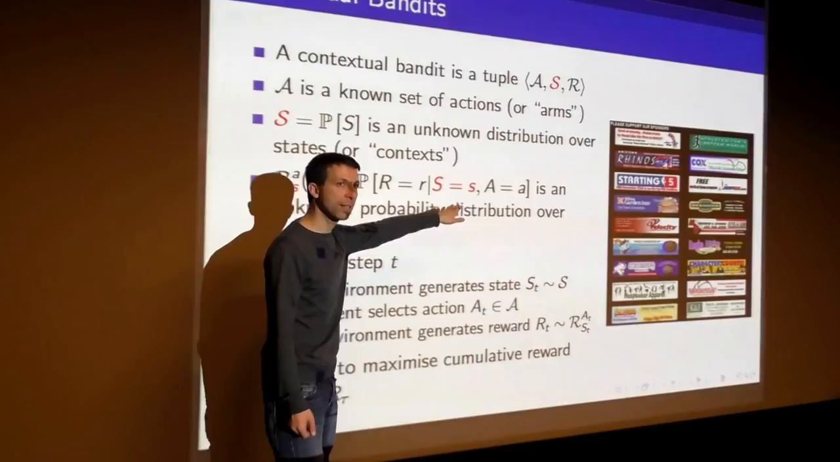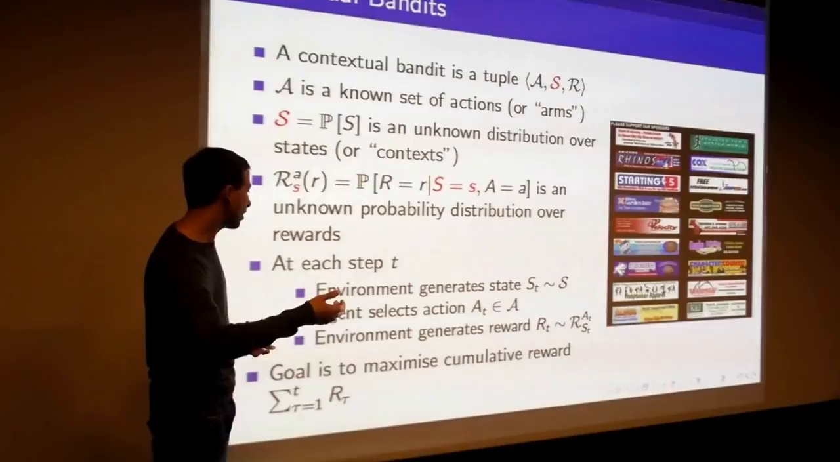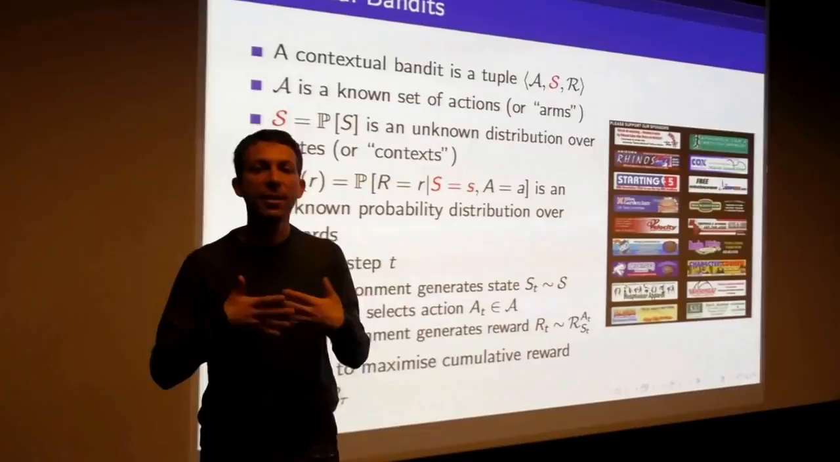And now at every step, we're basically picking this action, and we're again trying to maximize the cumulative reward that we get over many, many steps. And this is the contextual bandit problem.